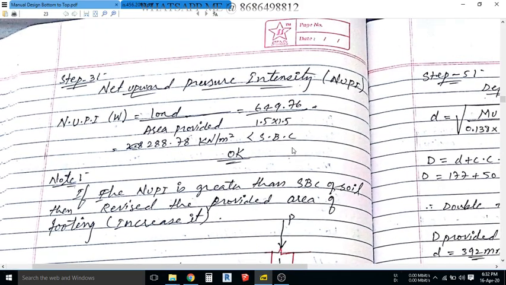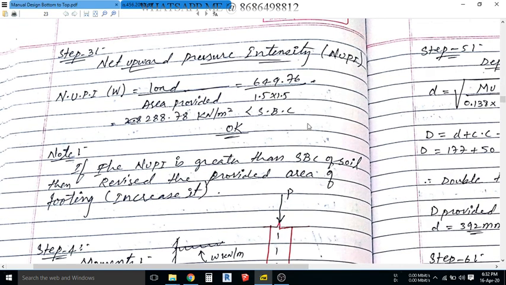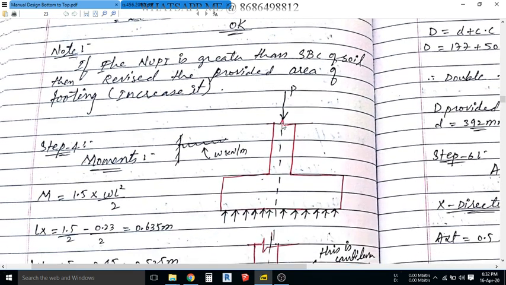Yeah, in the next step we have to calculate NUPI, and you might be asking what is NUPI. It's the pressure the soil is going to put on the footing. Whenever we have this kind of section of the footing, the load is going to apply on the column, and you can see this is the footing.